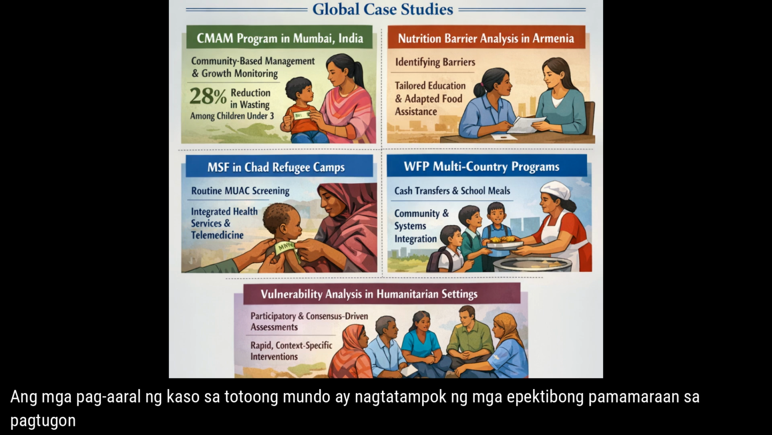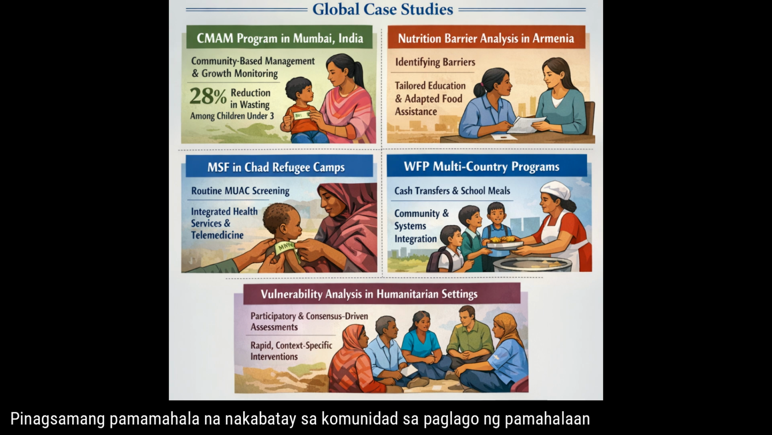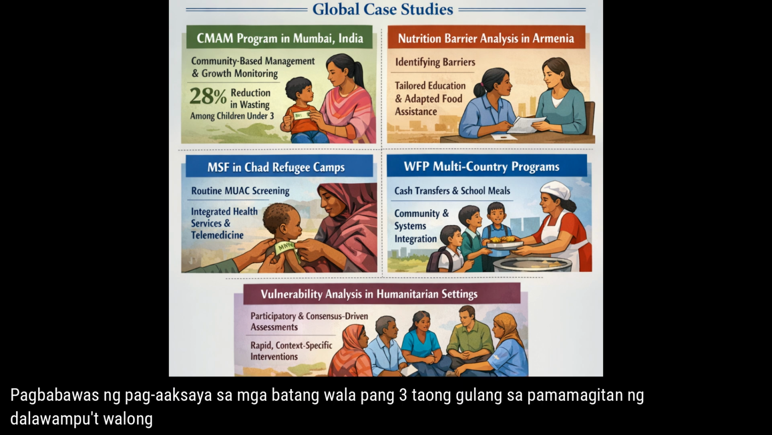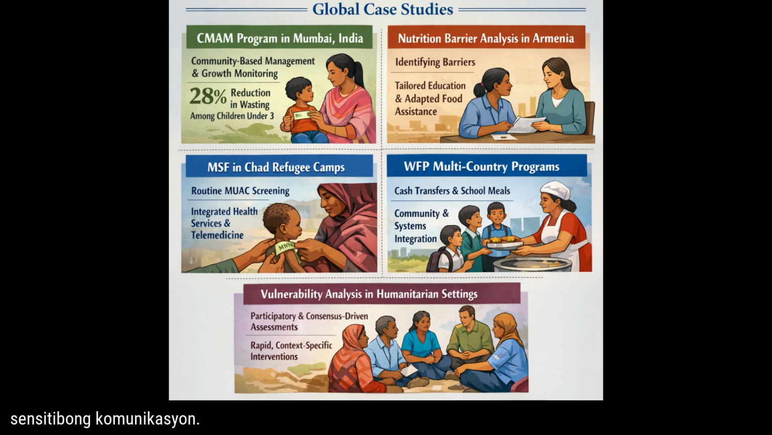Real-world case studies highlight effective approaches to addressing nutrition challenges. In Mumbai, India, a CMAM program integrated community-based management with government growth monitoring, reducing wasting among children under 3 by 28% through community health worker involvement and culturally sensitive communication.